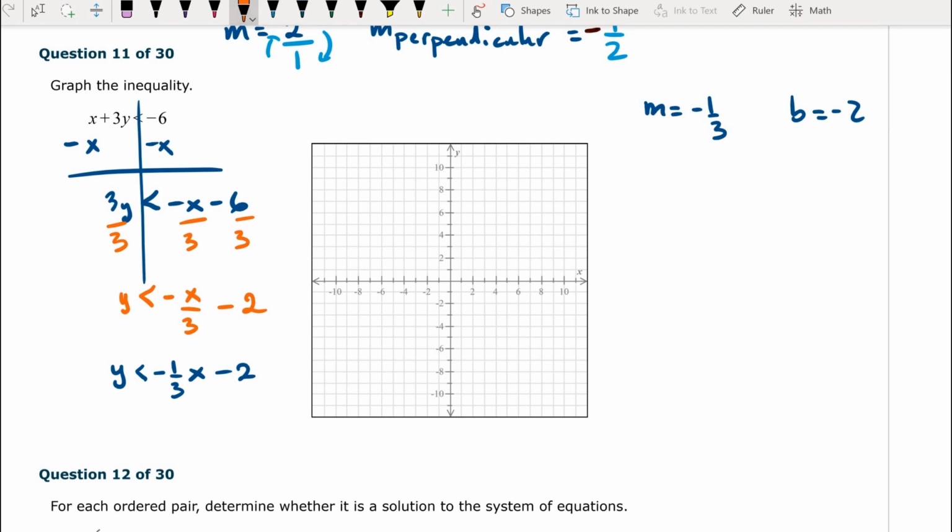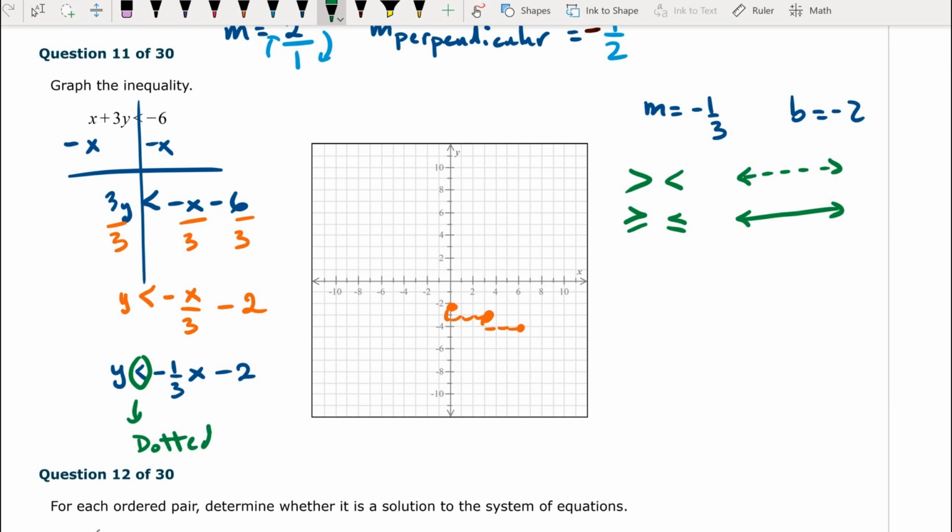Then we can begin at negative 2. Negative 1/3, which means down 1 over 3. Down 1 over 3. Alright, but this is an inequality. It's not like the regular line. You cannot just assume it's going to be a solid line. If it's greater than or less than without an equal sign, it's going to be a dotted line. Greater than or equal to or less than or equal to, that will be a solid line. In this case, we have a dotted line. Okay, so we will connect the 3 dots with a dotted line. Like this.